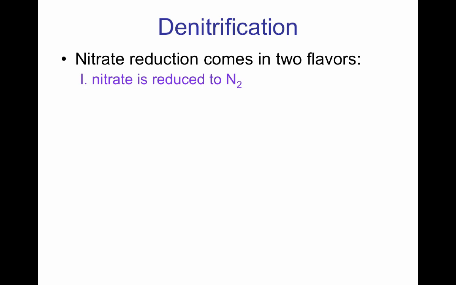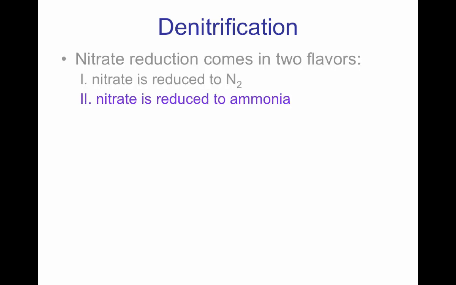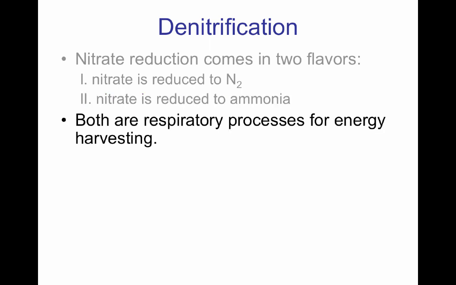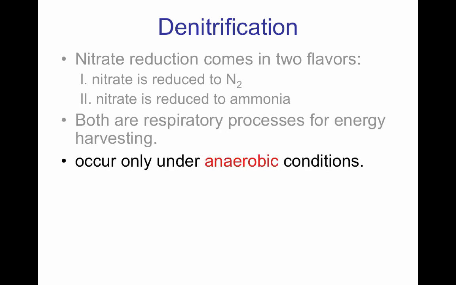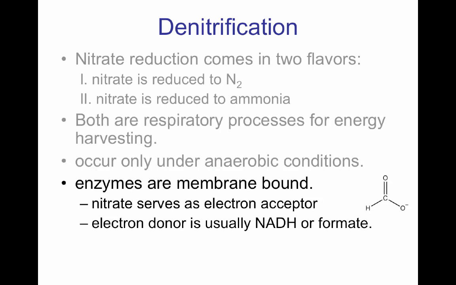Now, these nitrate reduction reactions are going to come in two different ways. As I mentioned, nitrate reduced completely to nitrogen gas, or nitrate eventually reduced to ammonia. Both of them are going to happen. They are respiratory processes for energy harvesting, but they are not oxygenic respiration. They are only occurring under anaerobic conditions.